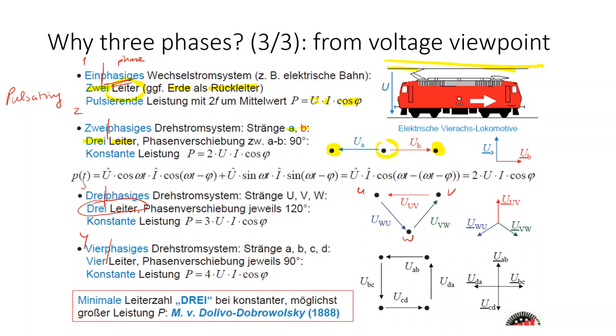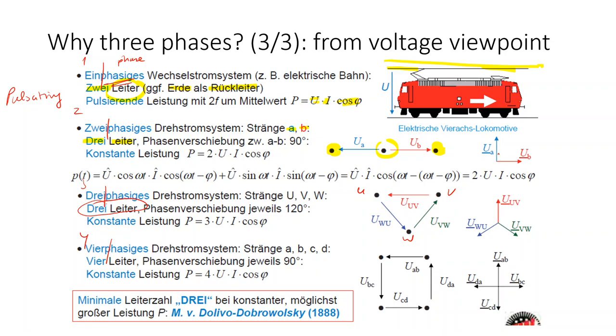Now you see, in the three-phase system you have three conductors. And you also have constant power and the phase angle, Phasenverschiebung. Phase angle, phase difference, Verschieben is different. That's why this is the phase difference of 120 degrees. The picture on the right indicates the phasor diagram.